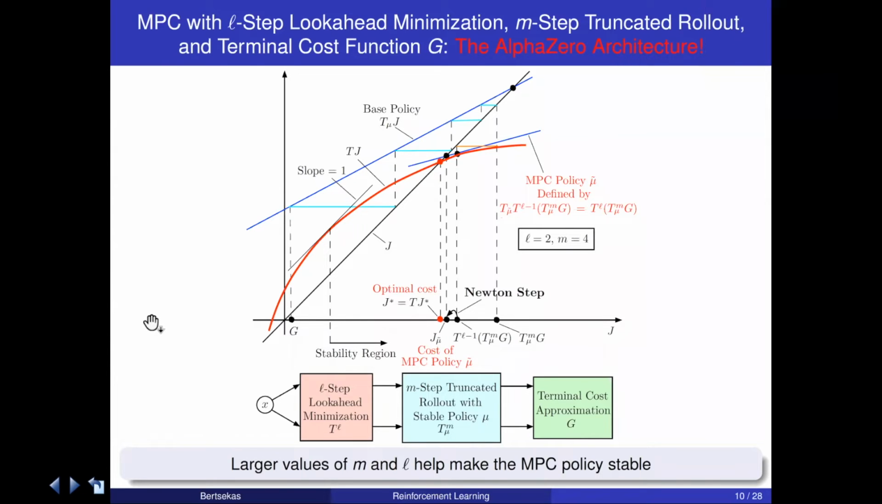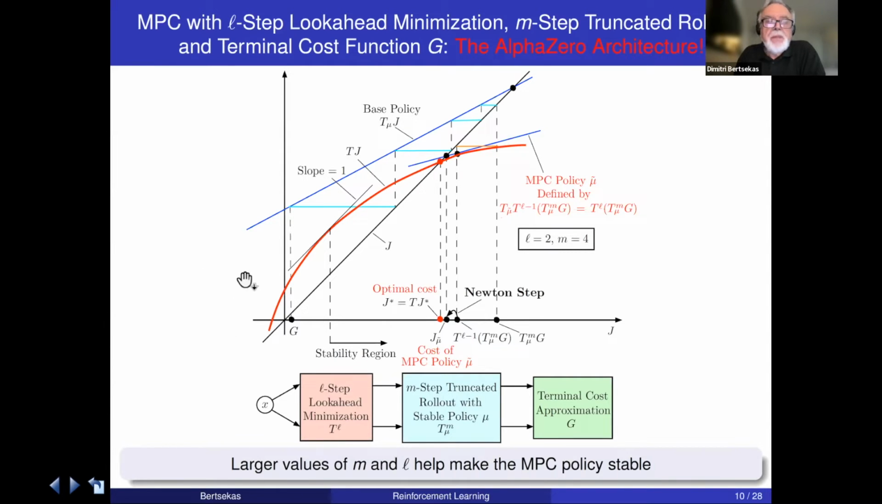Professor, I have another question. Here, J star, the optimal cost, is it for an infinite horizon problem that we try to solve with MPC with the L step look ahead? What is the optimal cost J star in this case? The problem that we're considering here is infinite horizon. In other words, it's the sum of all the costs over an infinite horizon.